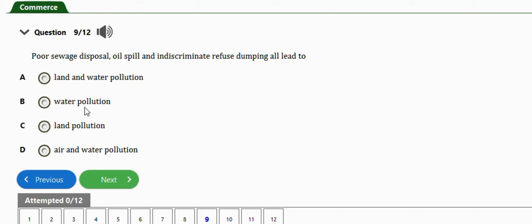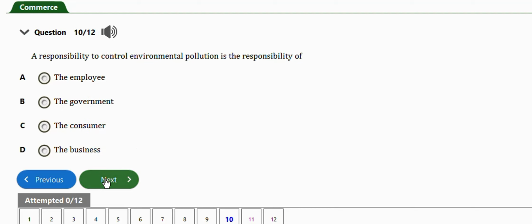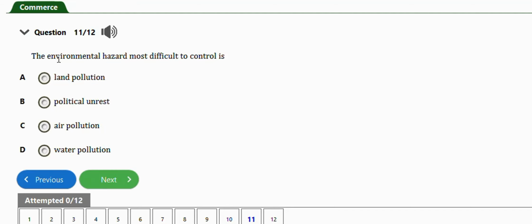That's the right one. Okay, the next question says the responsibility to control environmental pollution is the responsibility of the business. A repeated question. Next one says the environmental hazard most difficult to control is air pollution. Last question in this video says the most dangerous pollution is air pollution, option A.